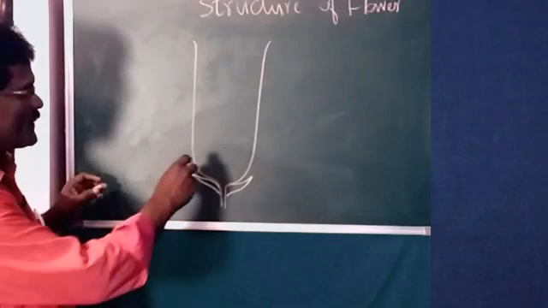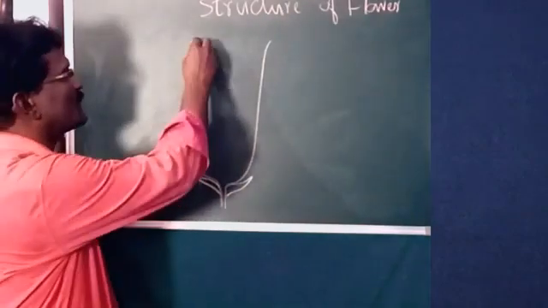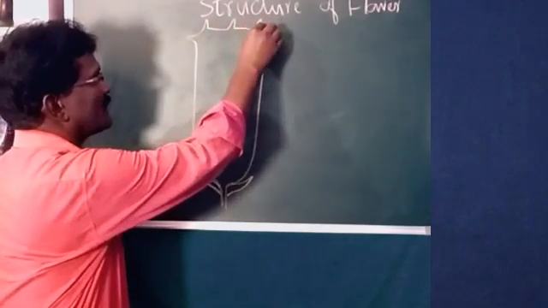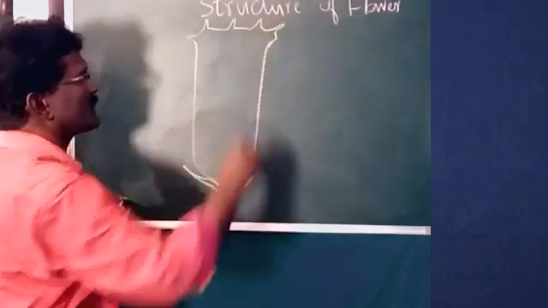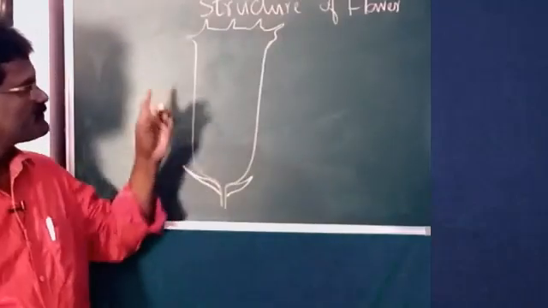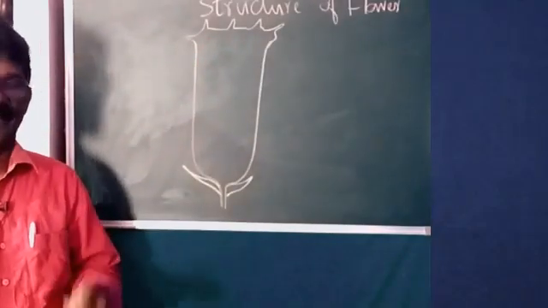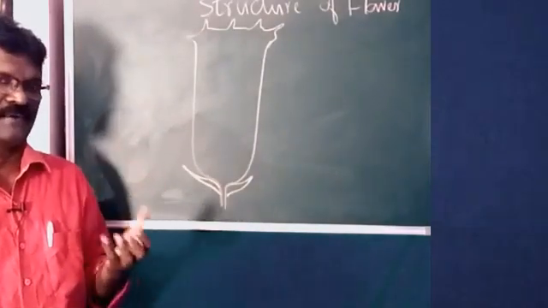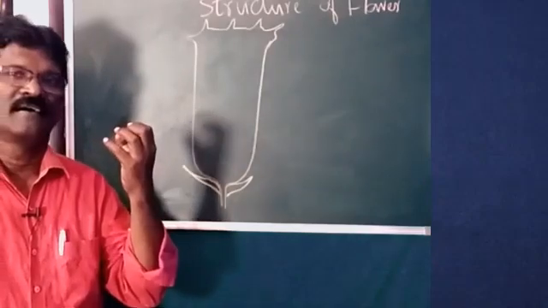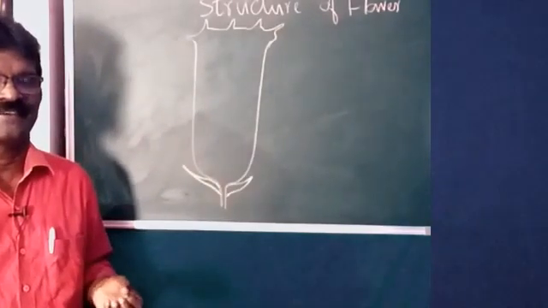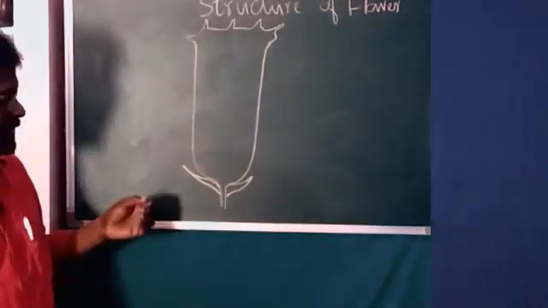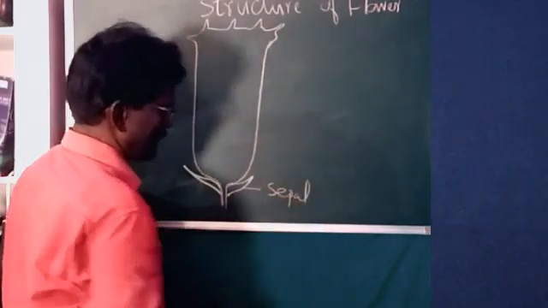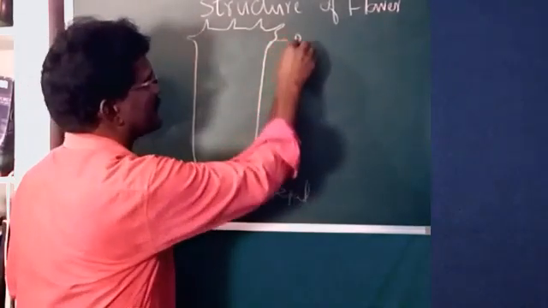Okay. So the next part, the internal part, is the colored part. Simply, any one picture I have drawn, and this is the petals, the colorful part, the attractive part, the part that you like to see in a flower. That is the petals. Okay, petals. And let us write it. This is sepal. This is petals.